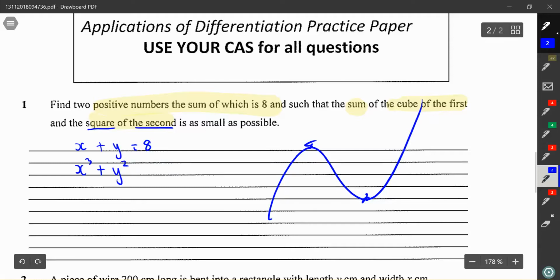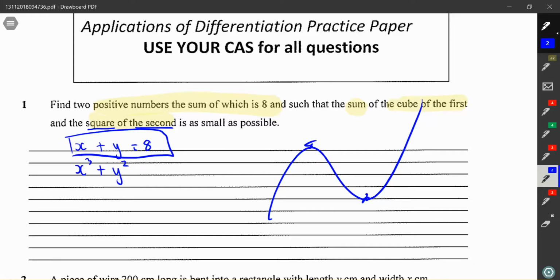If you think about it, this is our first equation. It just tells us that x plus y equals 8. And such that the sum of the cube of the first and the square of the second is as small as possible. Now, I've got x plus y equals 8. I can rearrange that if I wanted to, and you could get y equals 8 minus x.